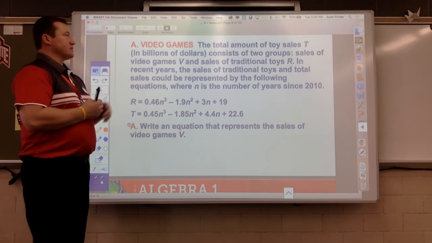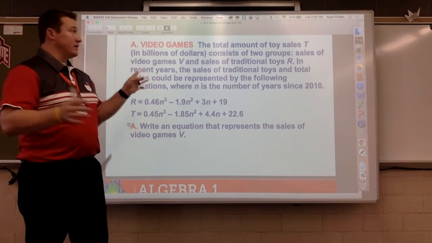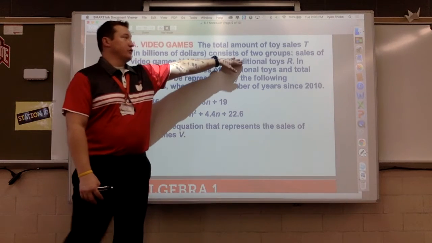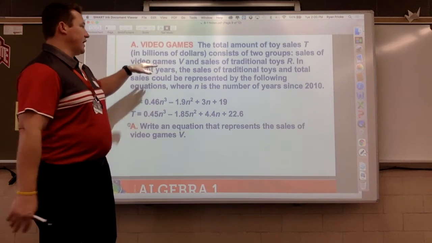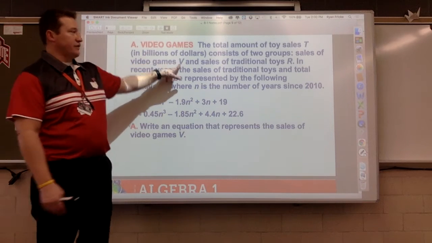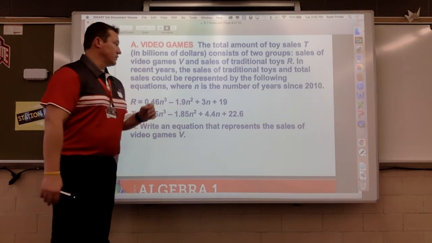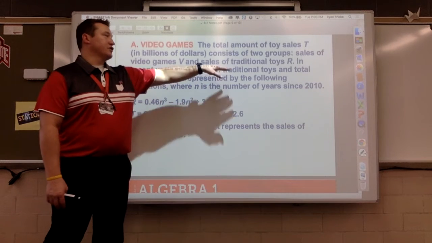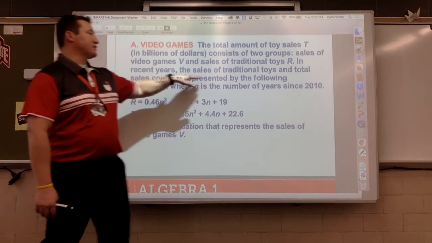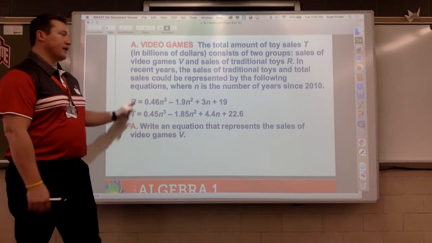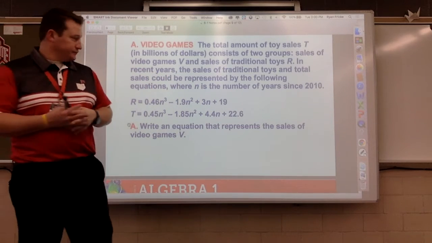Okay. Basically, guys, what this says is that the total amount of toy sales, which they represent with T, consists of 2 groups. So there are 2 groups that we sell toys in. One is the sales of video games, which they have called V. The other is just regular toys, basically everything else, which they call R. In recent years, the sale of traditional toys, R, and the total sales could be represented by the following equations, and here they are, where n is the number of years since 2010.